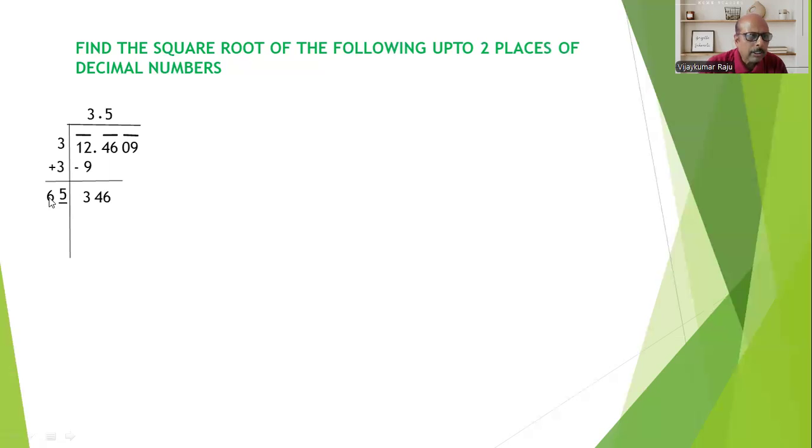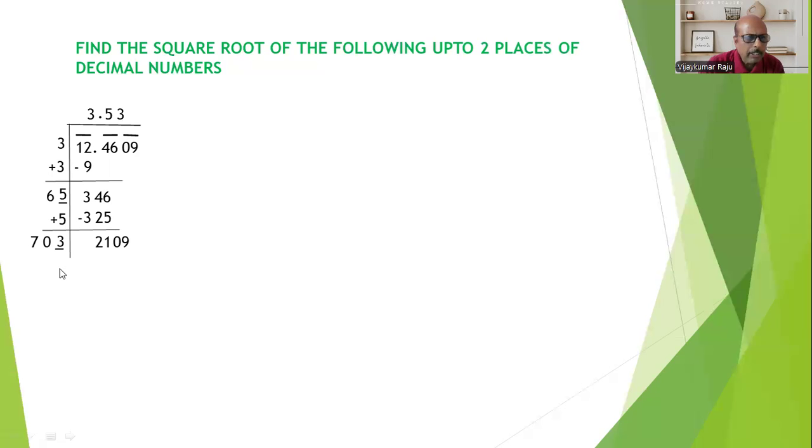65 into 5 is 325. Subtract it, 21. Add 5 here, it becomes 70. Bring the next number, 0, 9. Should this number go in the 3 table or the 7 table? 7 sevens are 49, so it is going in the 3 table.